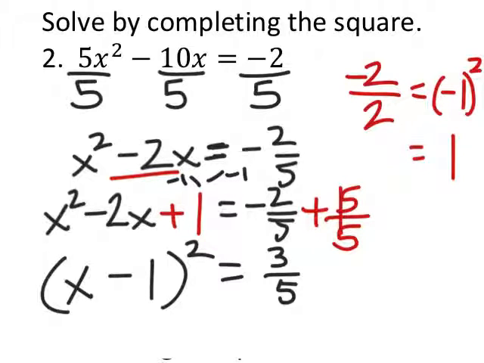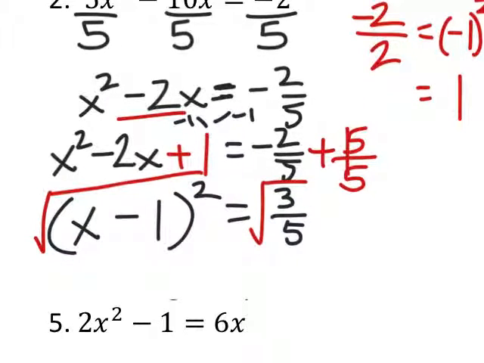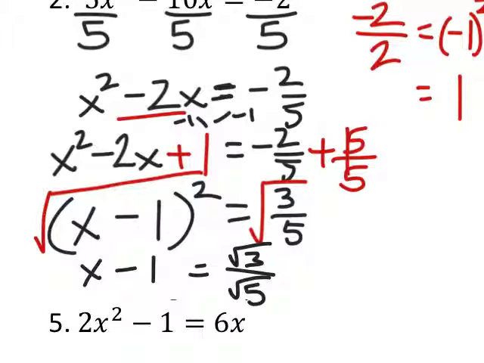All right, and at this point we can go ahead and square root both sides. So this is just using that square root property, which we did on number 1. And that's going to take away our parentheses there, which is fine, because then we have an x minus 1 equals the square root of 3 over the square root of 5. I've separated those, and that's all right. But don't forget to make that a plus or minus.